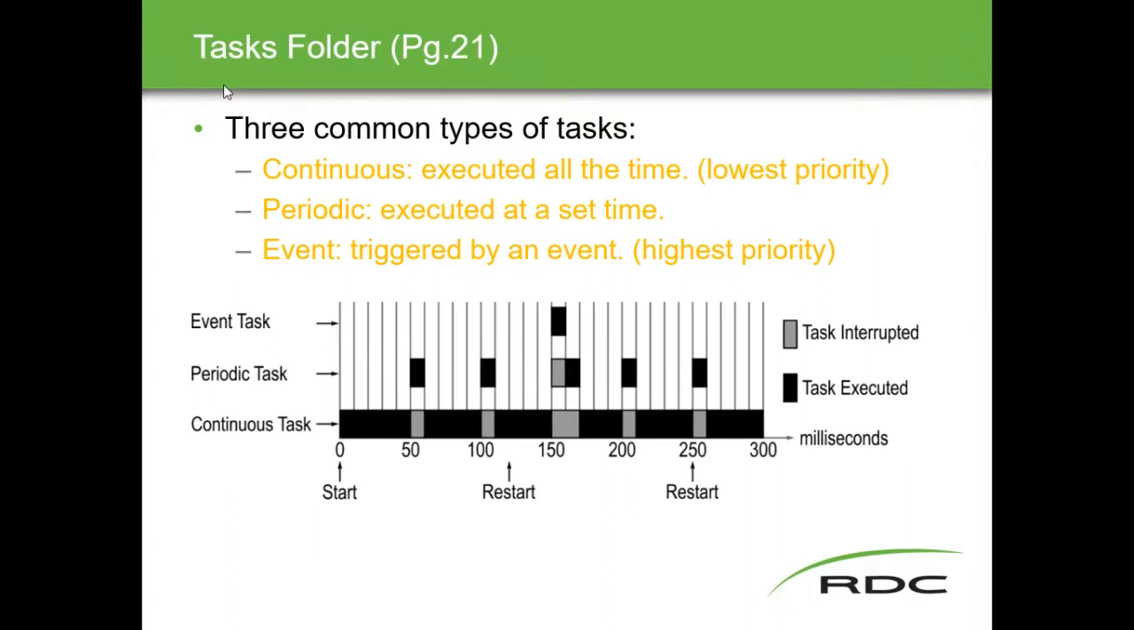The second task is a periodic task, which is set at a pre-programmed time, which we'll see here in this timing diagram. Continuous tasks are continuously happening. So in the 300 millisecond scan time, it'll just keep going around and around. Periodic task in that scan cycle, it's going to do it every 50 milliseconds. So at 50 milliseconds, it'll do it. 100 milliseconds, it'll do it. 150, 200, 250, et cetera, et cetera. That task will get executed in a certain periodic time.